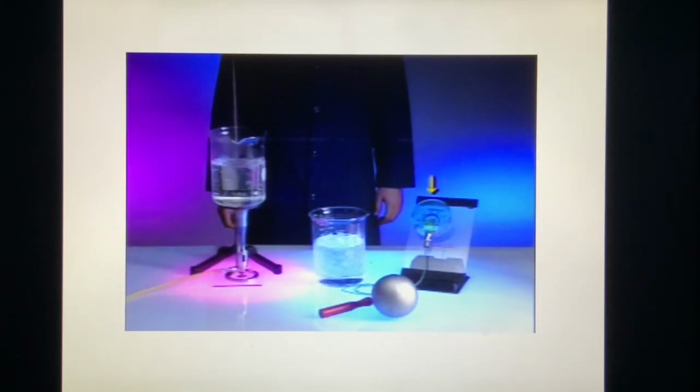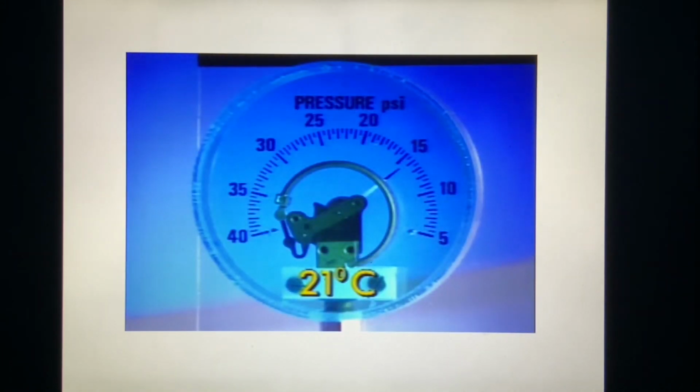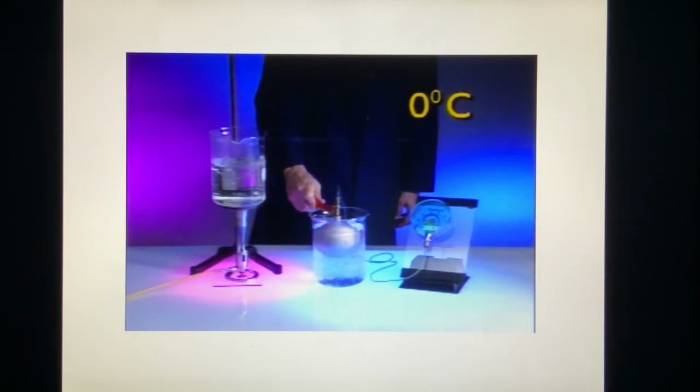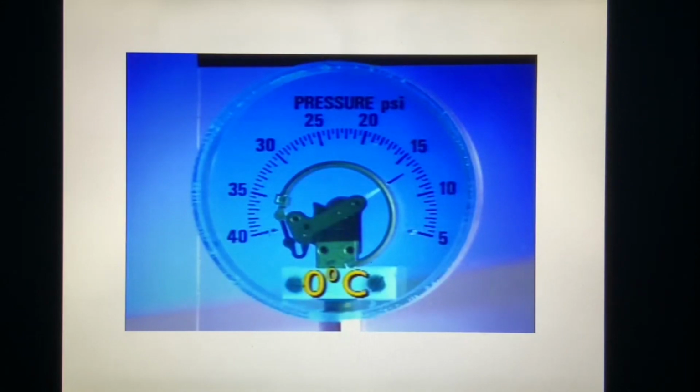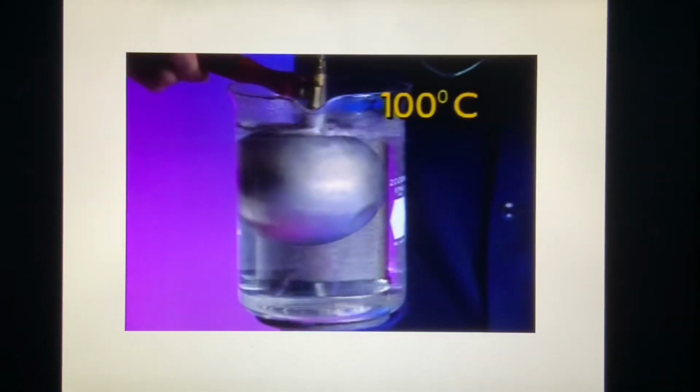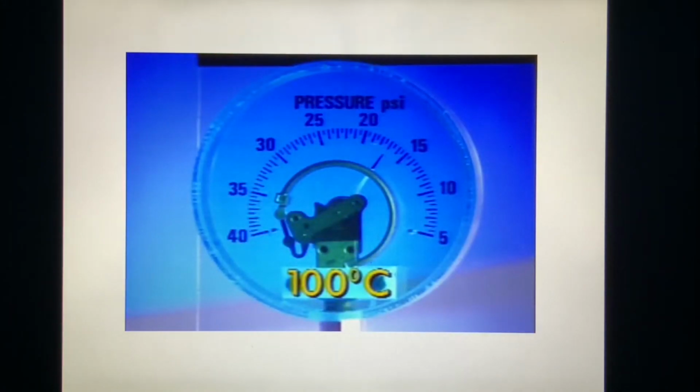We'll use this pressure gauge connected to a hollow copper sphere to demonstrate how the pressure of a gas varies with temperature. With the air in the sphere at room temperature, 21 degrees Celsius, the pressure is about 14.2 pounds per square inch. When we dip the sphere in ice water to reduce its temperature to 0 degrees Celsius, the pressure decreases to 13 pounds per square inch. Dipping the sphere in boiling water at 100 degrees Celsius increases the pressure to 17.5 pounds per square inch.